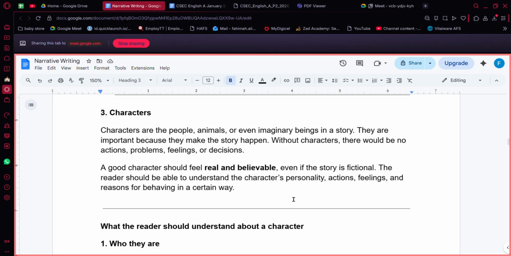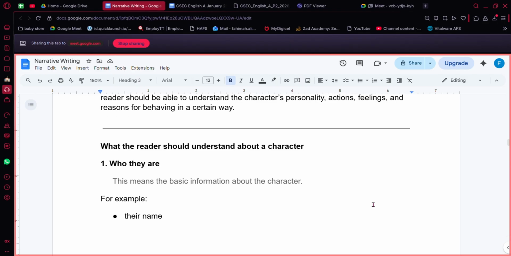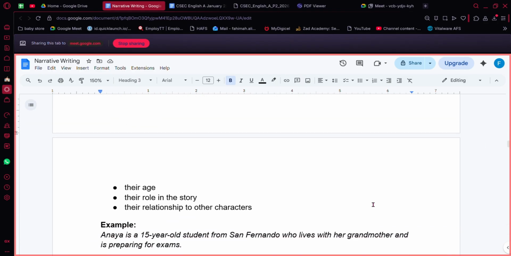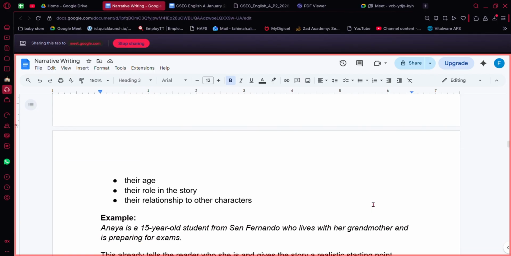Now, what the reader should understand about a character is who they are. So this is the basic information about the character, like the name, the age, their role in the story, their relationship to the other characters. When they say age, you don't have to say my character is 15 years old or John who is 16 years old. We just need to be able to know our range.